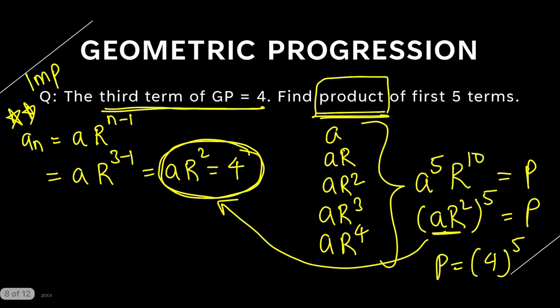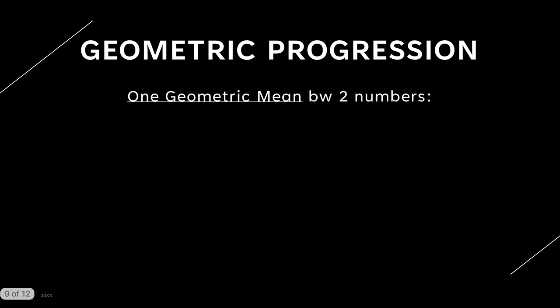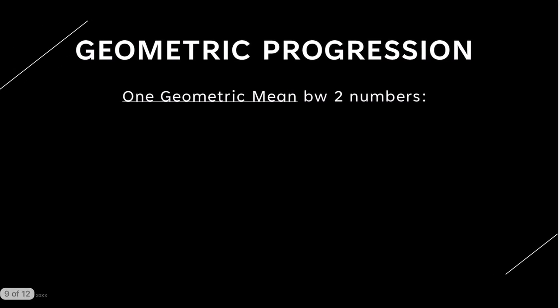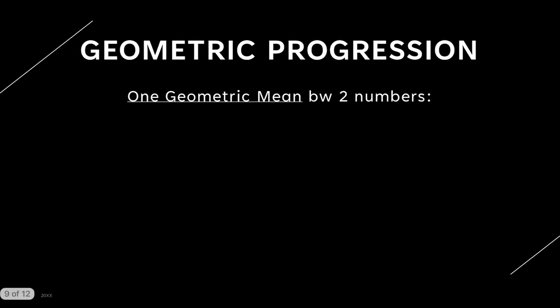Right? I hope this is clear. Now moving on quickly. In a geometric progression series between two numbers, there is one geometric mean. If you have seen the arithmetic progression series, you will be able to recall what the definition of the geometric mean should be. A geometric mean is a number which, if put in between two numbers, makes this a GP series, right?